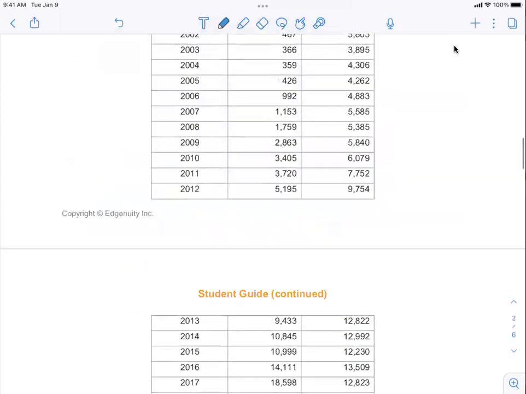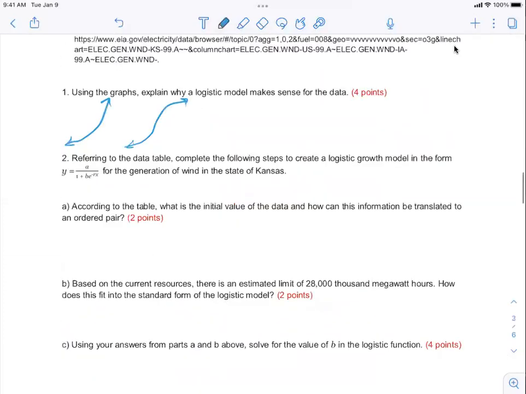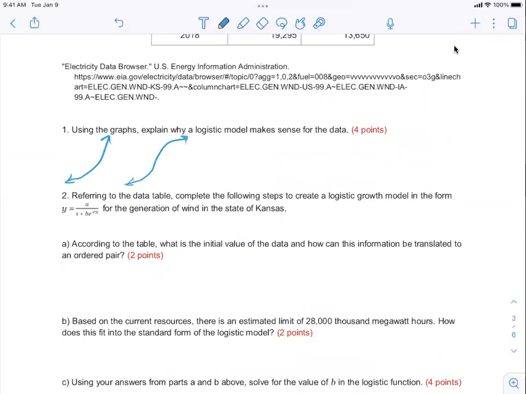So let's go back to the graphs. They start to level out here, and it's even easier to see in the California. At some point, it's going to level out. You run out of capacity for whatever the particular item is. So why does a logistic model make sense for the data? A logistic model is best because the data points level out.